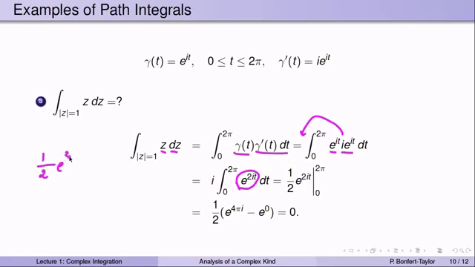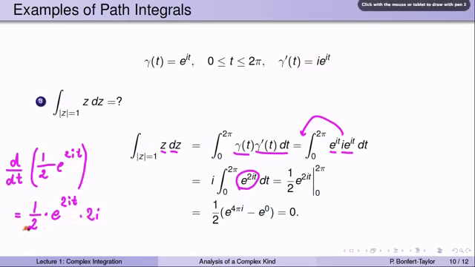Well, we take the derivative of 1/2 e to the 2it and check that it really is what we think it is. So what is the derivative of 1/2 e to the 2it? 1/2 is a constant that goes to the side, and the derivative of e to the 2it is e to the 2it times the derivative of the exponent, which is 2i. In other words, these 2's cancel out nicely, and we're left with i times e to the 2it. So indeed, an antiderivative of i times e to the 2it is 1/2 e to the 2it.